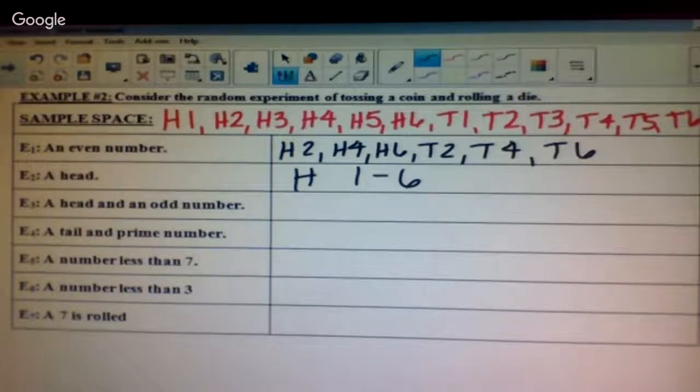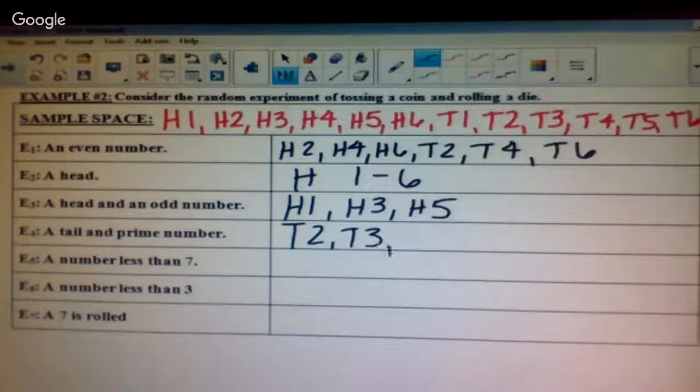A head and an odd number: H1, H3, H5. What about a tail and a prime number? T1, T3, T2, T3. Everything except 4 and 6.